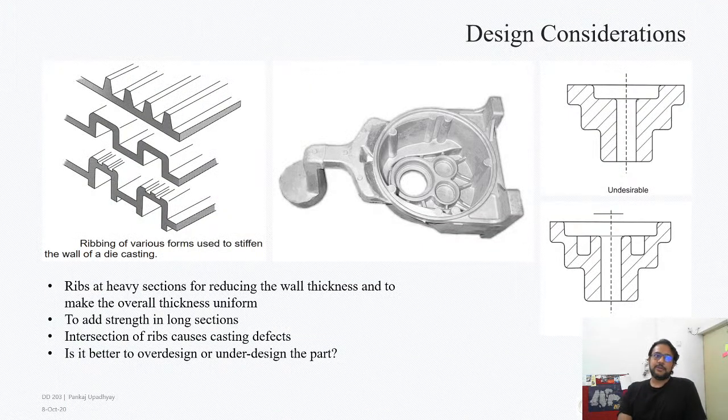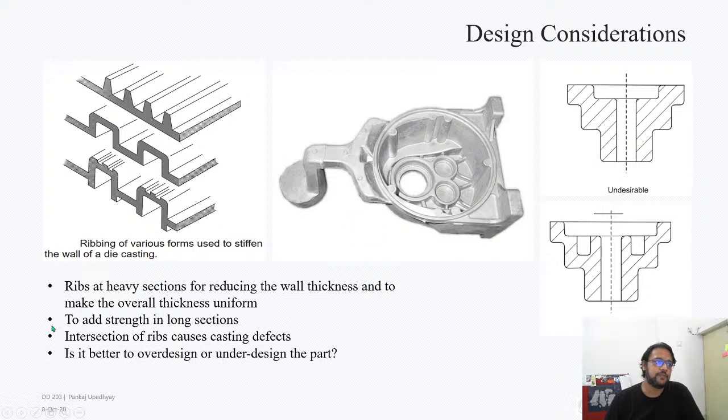Right, so what are the specific design considerations for die casting? In die casting, you should always try to minimize totally flat surfaces or very large flat surfaces, and you should try to minimize the variation in thicknesses as far as possible. It's not always going to be possible. Like here, there are a lot of variations, but it's still a well casted part.